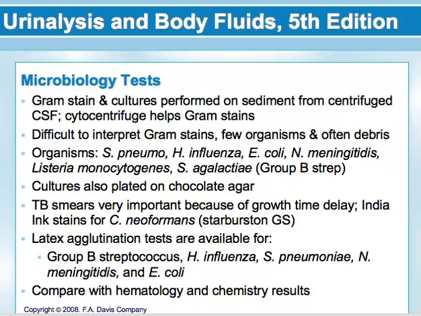Again, there are latex agglutination tests that are available that are more sensitive for those organisms. They make latex agglutination testing kits available to detect group B strep, Haemophilus, strep pneumo, Neisseria, and E. coli.